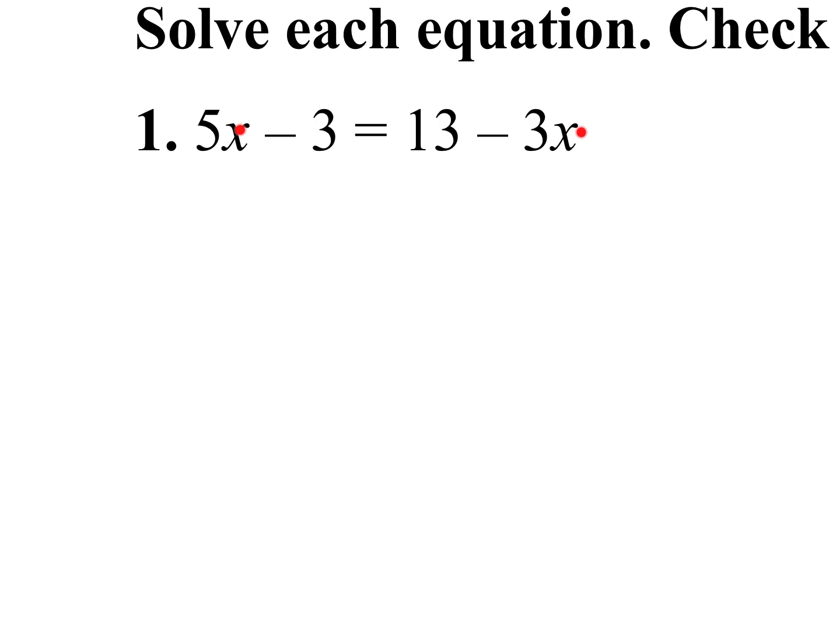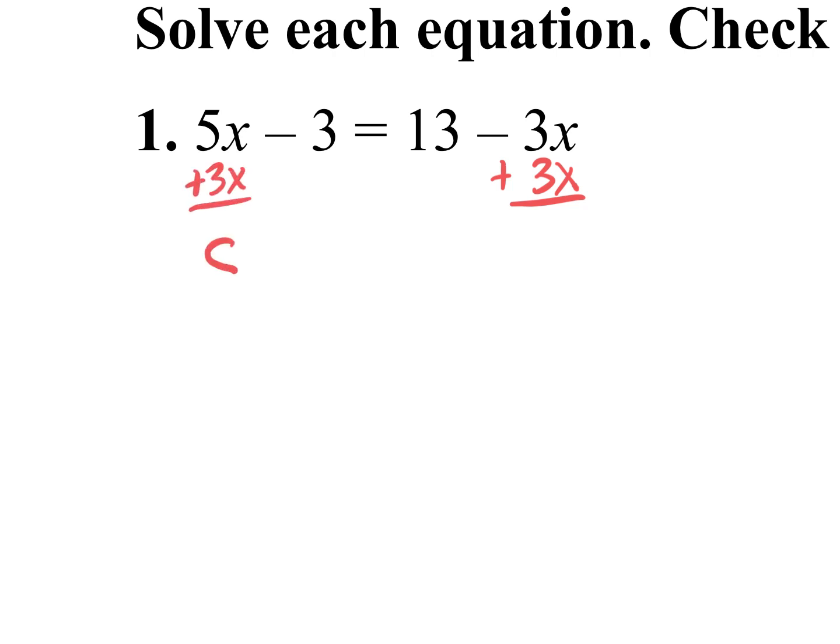And as you can see, you have x's on both sides. You don't want x's on both sides, so you're going to get rid of one of them. You could get rid of the 5x by subtracting 5x, or you could get rid of the minus 3x by doing the opposite, adding 3x. I am going to choose to get rid of that minus 3x by doing the opposite, plus 3x. And what I do to one side of the equal sign, I need to do to the other side of the equal sign. So I'm going to add 3x over here as well.